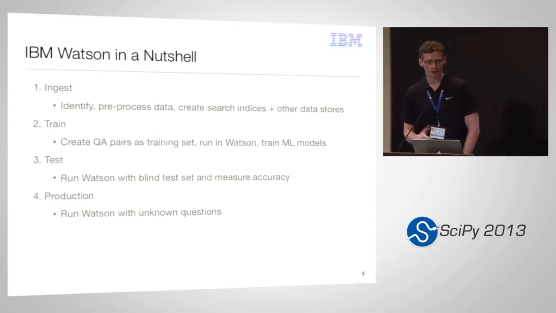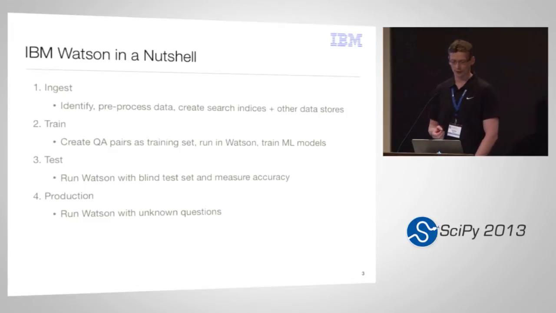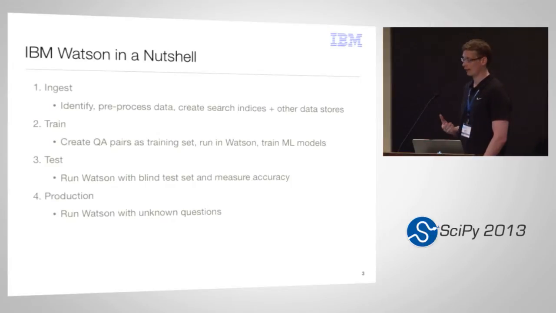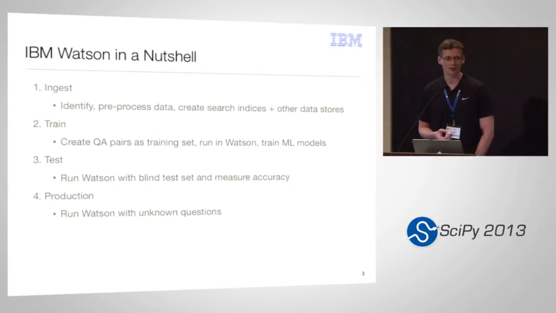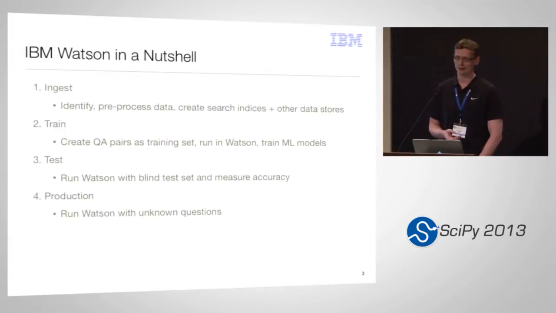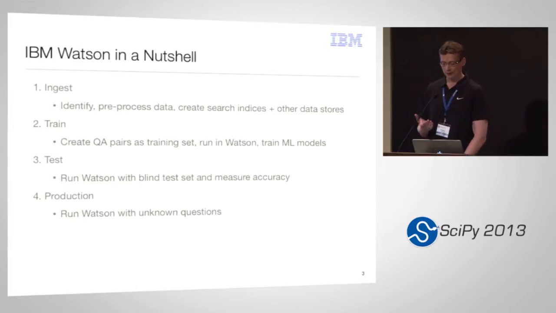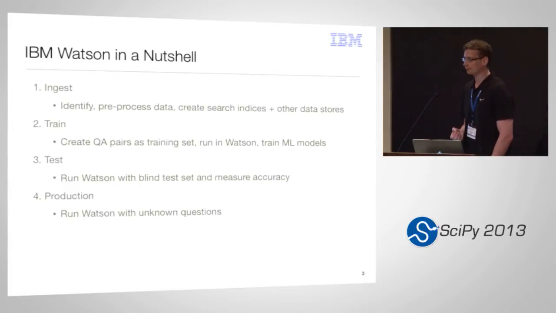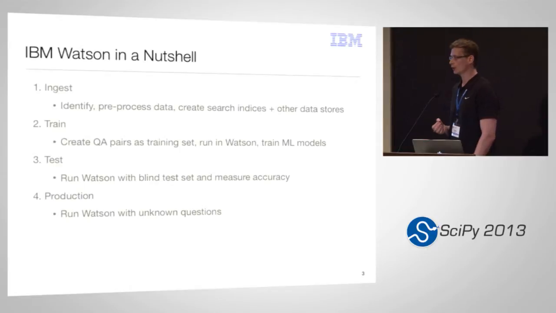Watson uses supervised learning. So that means for step 2, you have to train the system. You have to create a set of question and answer pairs as a training set. In case of Jeopardy, that was pretty easy because online you can find an archive of all the questions that were ever asked on the Jeopardy show, including their correct answers. It was a perfect training set. And so you run this training set through Watson in order to train the machine learning models.